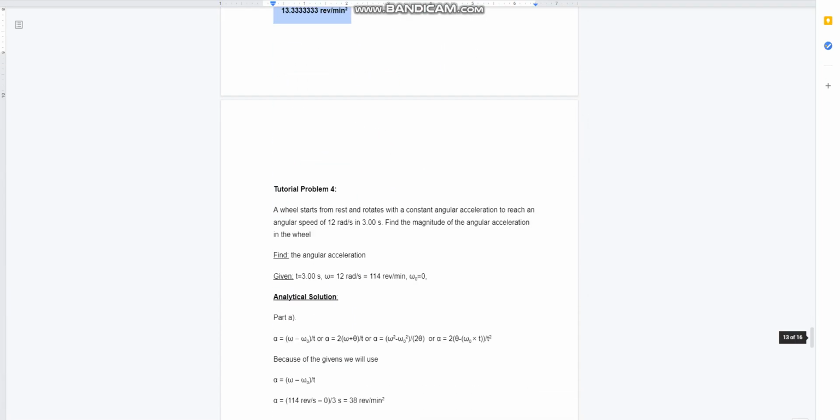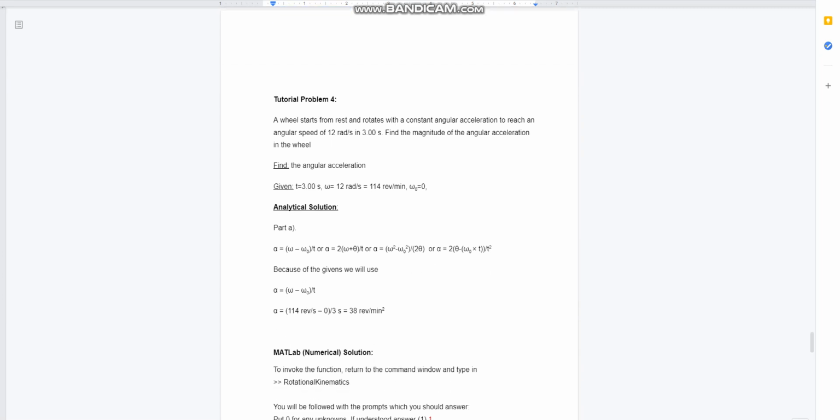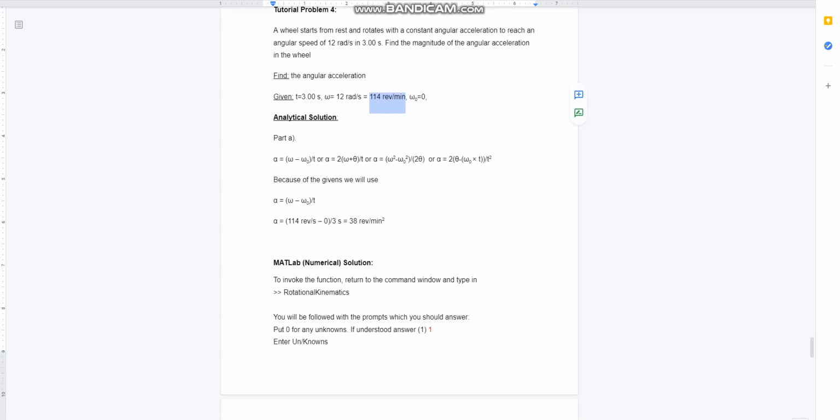Now, when it gets to tutorial problem 4, I wanted to show that even if you don't want to find the force, you can still find the angular acceleration. So if we're only given the time, the angular speed, and the initial angular speed, those are the only variables we're given. This is just conversions right here to revolutions per minute, which is what we use in this code.